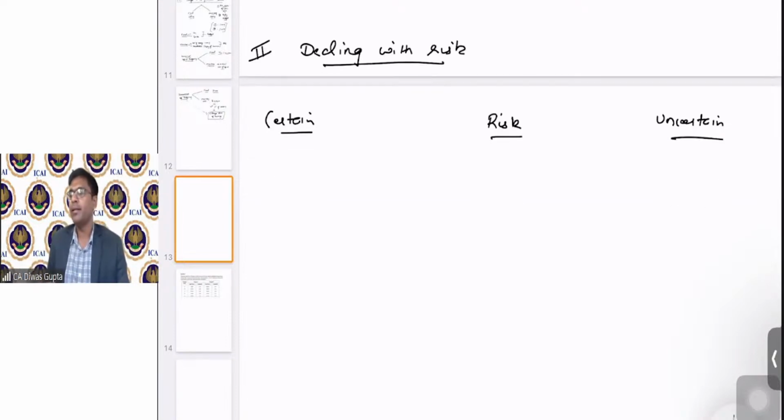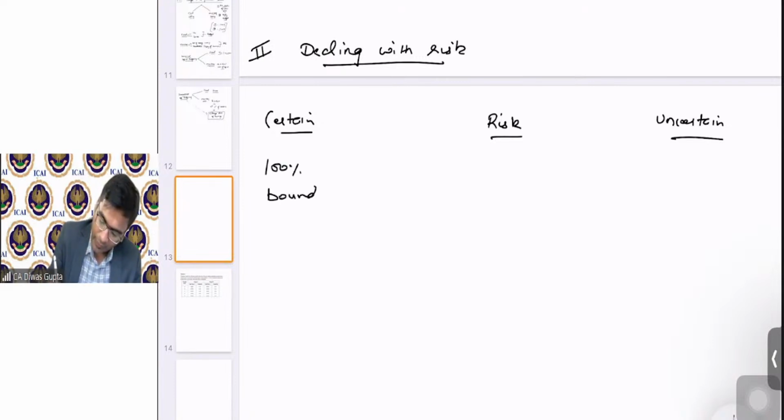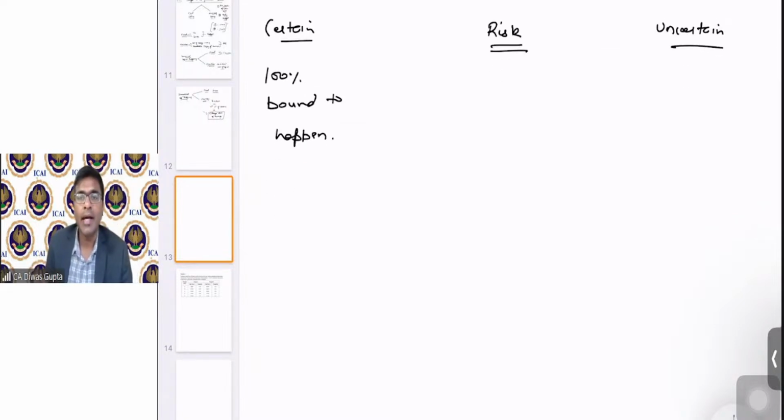Now, what do you mean by certain? Certain is something that is bound to happen, which we know that there are 100% chances that it will only happen. So 100% bound to happen. What is risk? Risk is that we know that this might happen or this might not happen, but there are certain chances or probability attached to it.